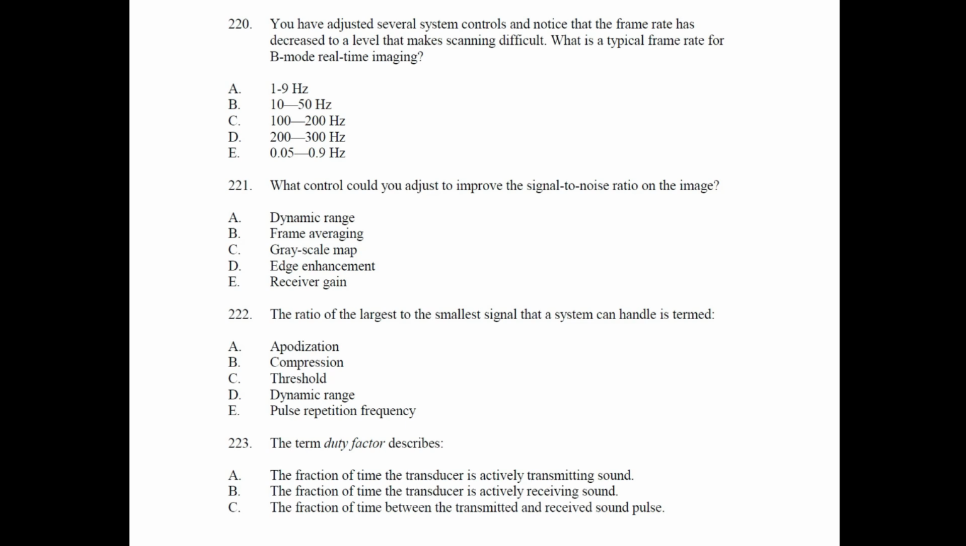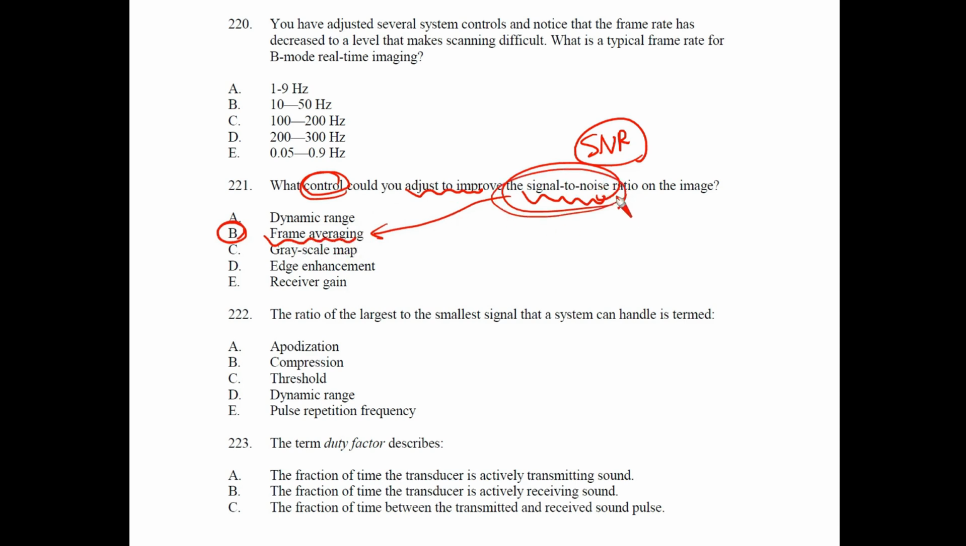If you look at problem 221, it's about signal to noise, which we usually refer to as SNR. This problem asks which part should be adjusted to improve this aspect. For this, you just need to remember the keywords as pairs. The answer is that you can improve the SNR by using frame averaging, which is option B. That's how you can summarize it.